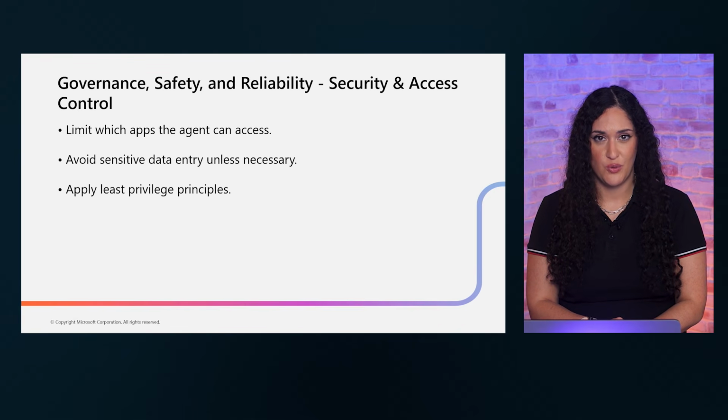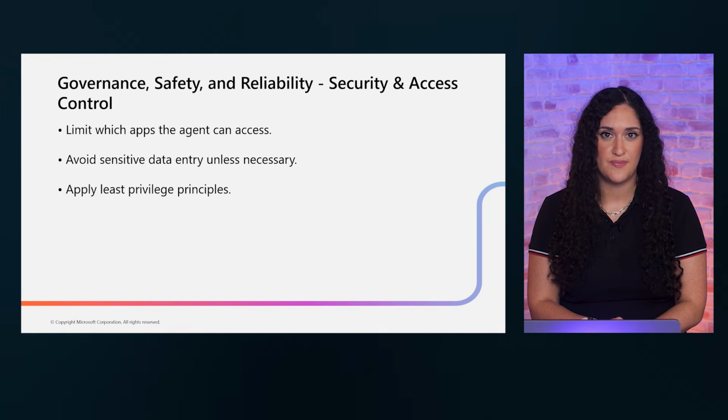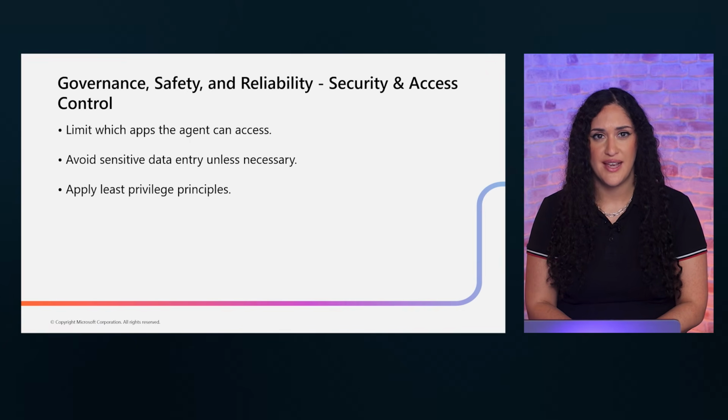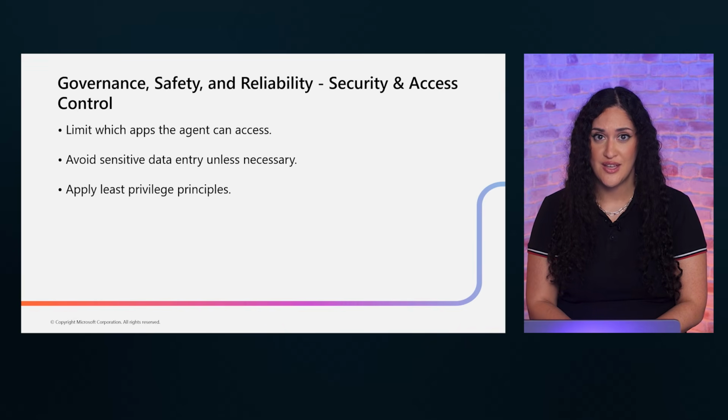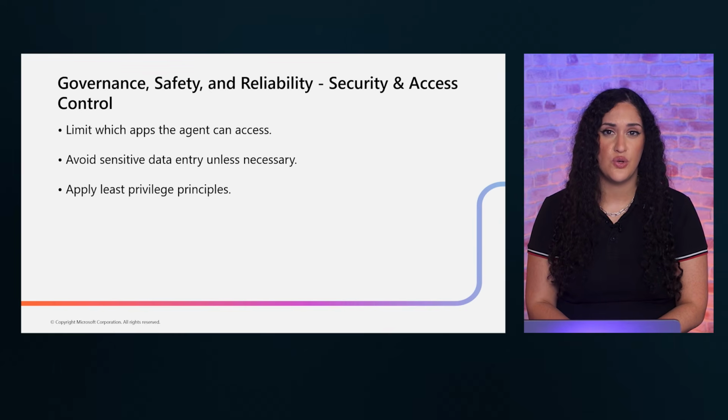Security and access control for computer use agents require special attention. Limit which applications the agent can access, avoid sensitive data entry unless absolutely necessary, and apply least privilege principles rigorously. Remember, a computer use agent is essentially a digital worker with access to your UI. Treat its permissions accordingly. The best practice is to isolate computer use agents in controlled environments where possible. Use dedicated service accounts with minimal permissions, and ensure that any credentials the agent uses are managed through your enterprise secret management system, not hard-coded in the instructions.